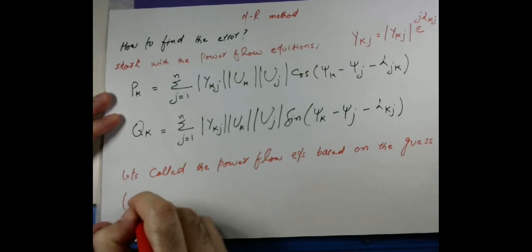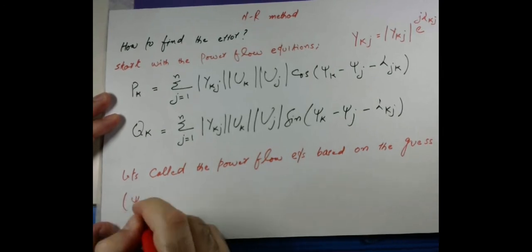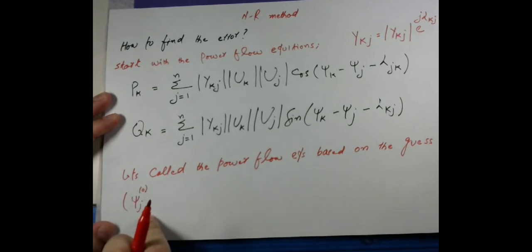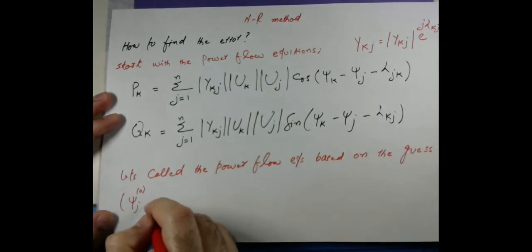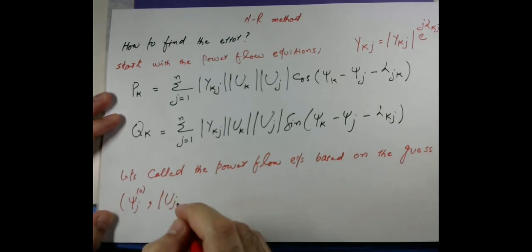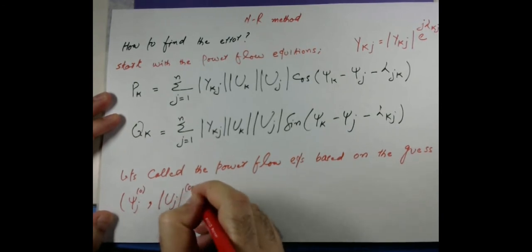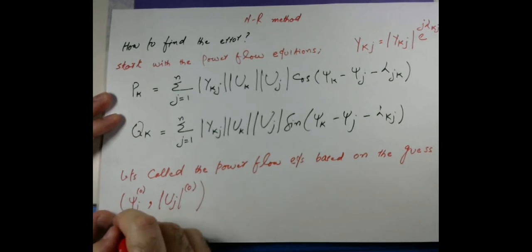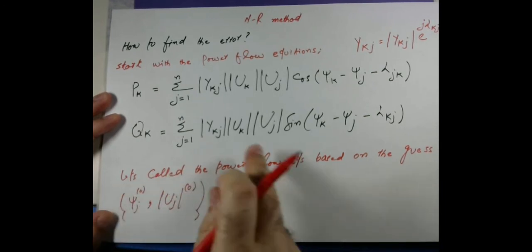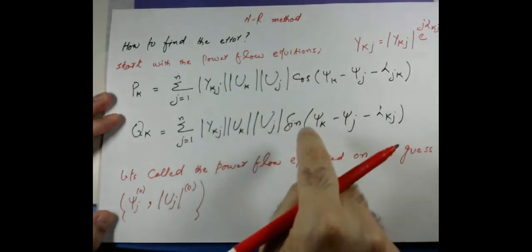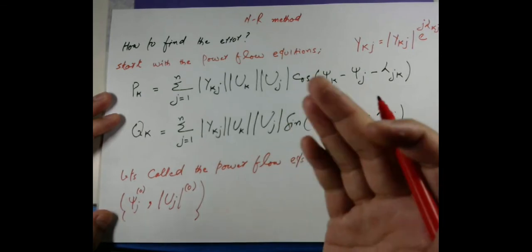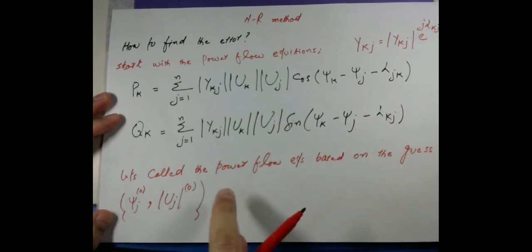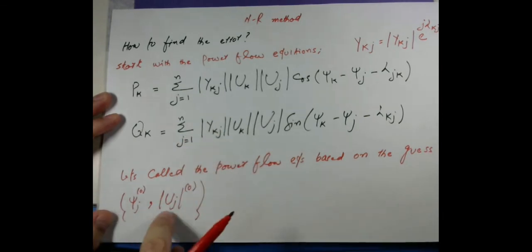We know that the guess was that of the angle. J could be any bus, it could be bus 1, bus 2, bus 3, and similarly that of the voltage magnitude, Uj. Let's call the power flow equations, because in these equations we might not know the voltages and the angles on some buses. So for that we need to make the guess, and we call the power flow equation based on the guess.